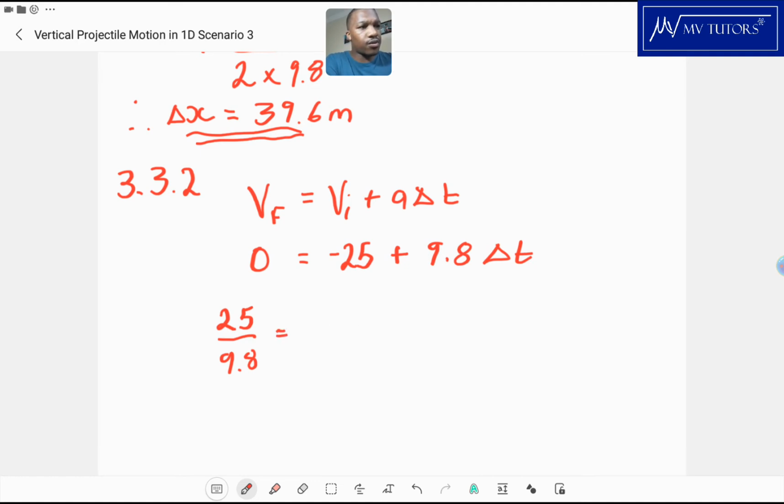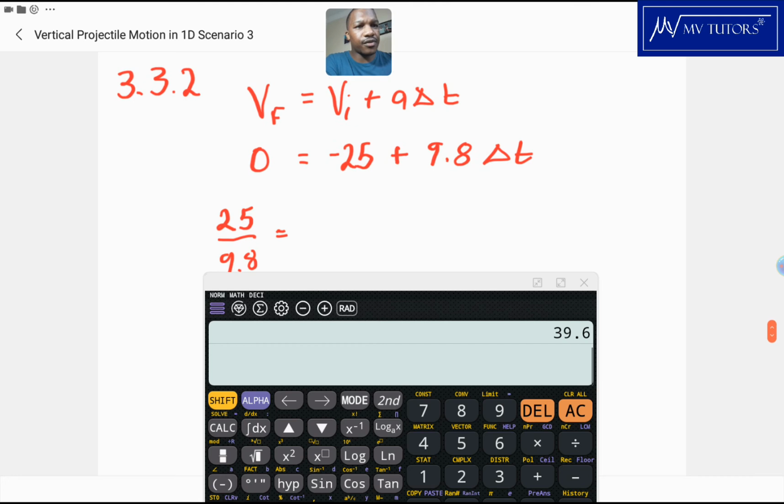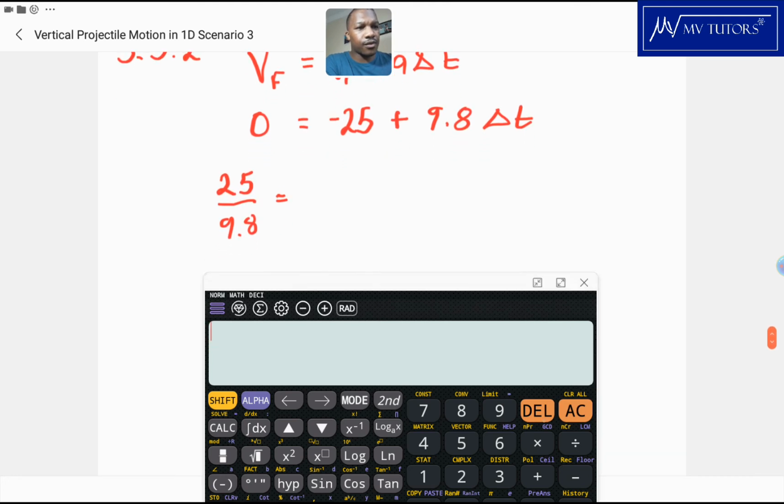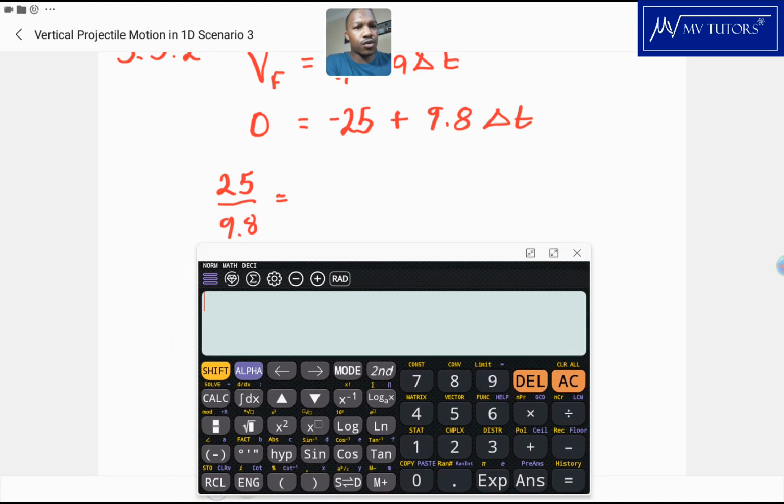Okay, let's put this quickly in our calculator. Let's see what we get. So this time we have 25 divided by 9.8, and we have 2.55. One decimal, I'll just make it 2.6 seconds.